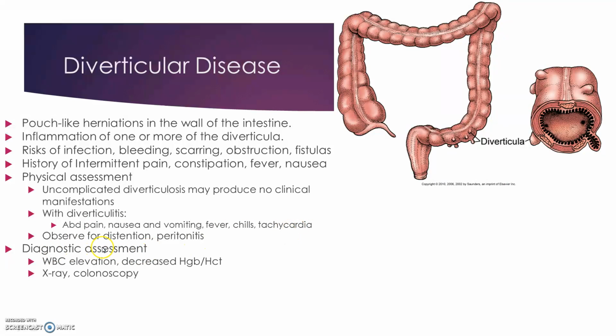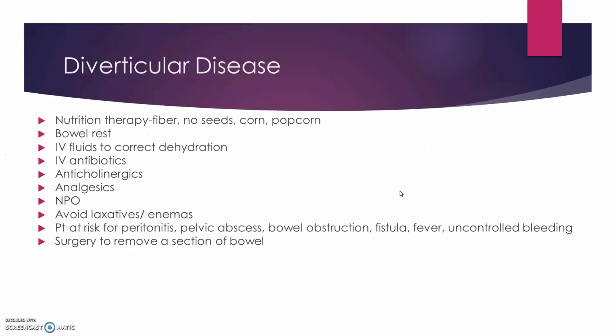Diagnostic stuff, basically we're looking for a WBC to see infection, and then also we're going to be looking for x-rays, CTs, or colonoscopies to try and find these little outpouchings. So with this nutritional therapy, you want some fiber in the diet, but no seeds such as popcorn, corn, or even the little seeds on the strawberries, because they can get into those tiny spots and cause problems.